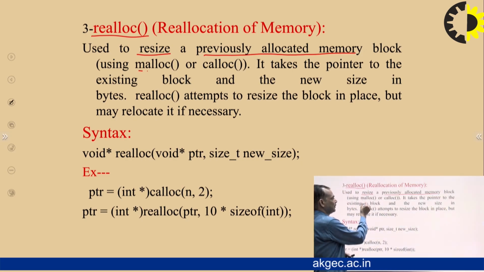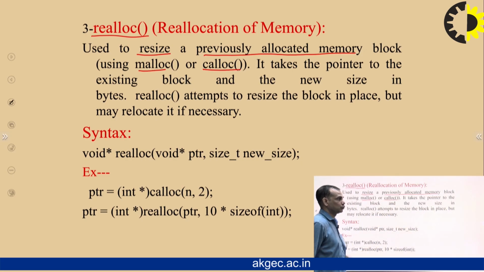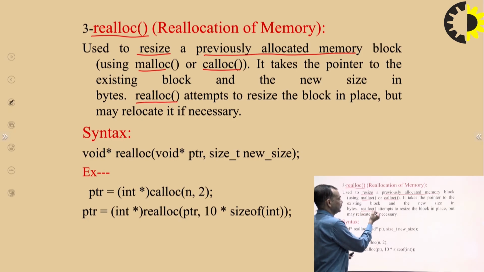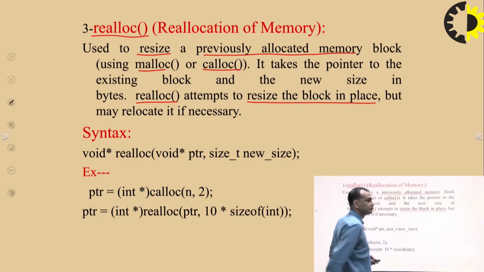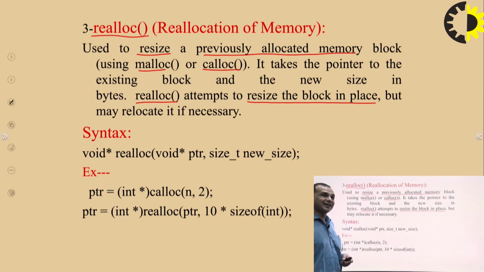Either we are using malloc or we are using calloc. It will take a pointer to the existing block and assign a new size in bytes. For that we use the realloc function, and what it does is resize the block of memory that we have already assigned using malloc or calloc. What is the syntax? So we are using realloc.